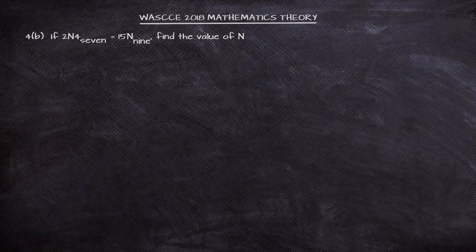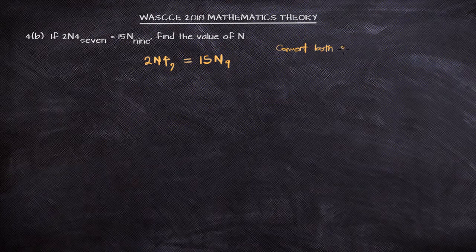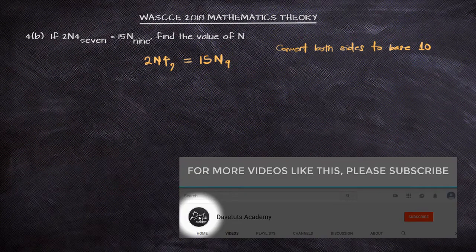Now we have a question in number base. We are given that 2n base 7 is 15n base 9, and we have to find the value of n. Now, looking at a question like this in two different bases, and yet we are asked to find the solution of the number featuring there, which is n, what we need to understand is that we can solve this easily if we take both the left and the right hand side to base 10. So what we need to do is just convert both sides from whatever base they are to base 10, and we'll see what can come up from there in solving our question.